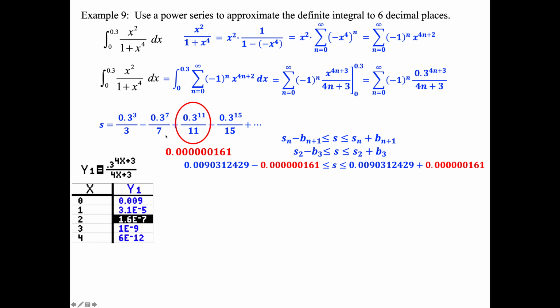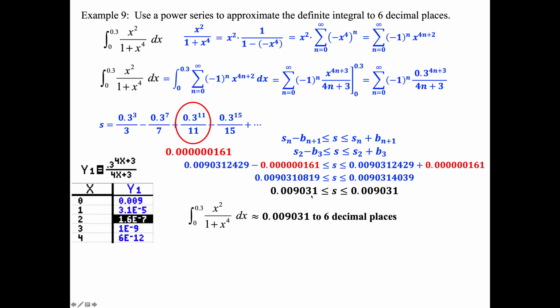So adding the first two fractions together in your calculator gives you 0.009031249. Subtract the third term, add the third term, crunch those decimals, and if you notice, out to 6 decimal places here, 1, 2, 3, 4, 5, 6, we end up with a 031. 1, 2, 3, 4, 5, 6, they're exactly the same. So out to 6 decimal places, if we round to 6 decimal places, they're the same values. So we can now say this integral is approximately going to equal 0.009031 to 6 decimal places, and that's what we were asked to do.